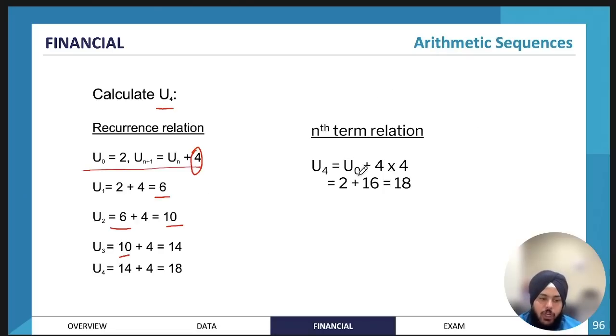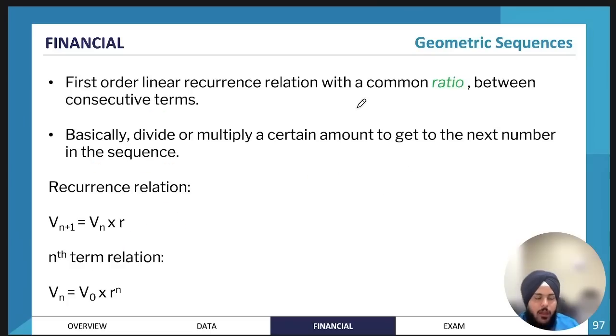That's different for the nth term relation because in this case, we can just use the initial value to determine u4. So straight away, we can substitute what n is to get 18. We don't need to determine u1, then u2, u3, and then u4, and so on. So depending on what sort of question you're doing, the nth term relationship might be more useful than the recurrence relation. But often VCAA will tell you what they want you to use.